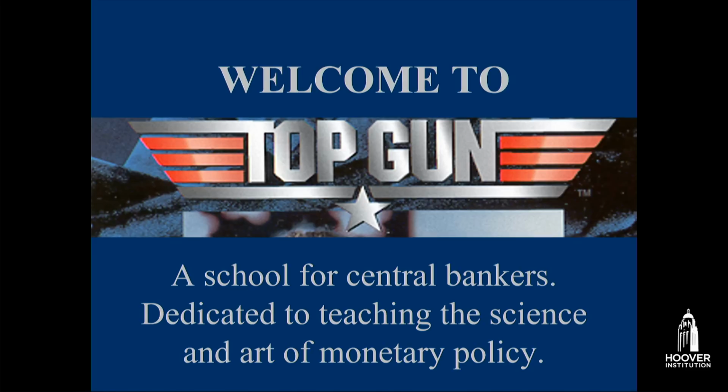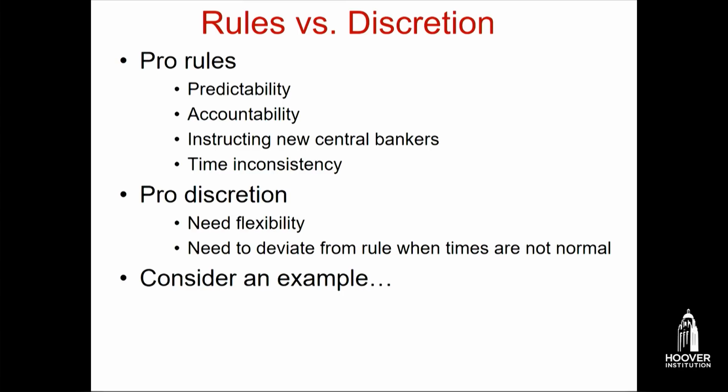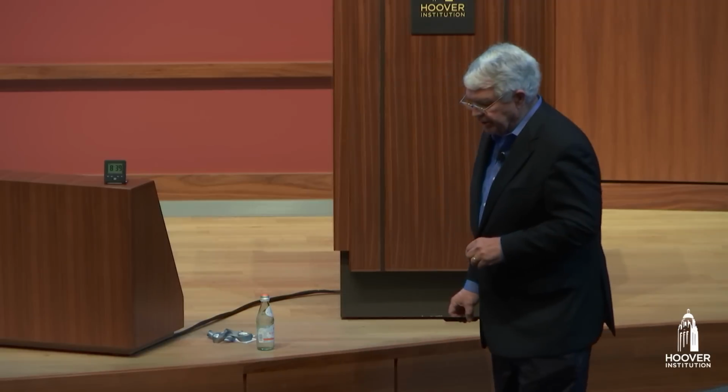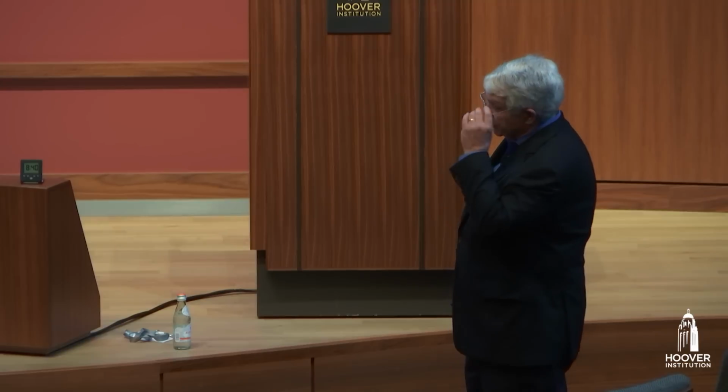I call this Top Gun, School of Central Bankers dedicated to teaching the science and art of monetary policy, because it has gotten a little more difficult. And I want to do this by first discussing a very important aspect of monetary policy, which I'm very interested in, that is how monetary policy should be operated. Should it be operated with this powerful organization having complete discretion to do what it wants, or should it be under some oversight, which exists, of course, to some extent? What degree should there be? And as it does that, how predictable and accountable should it be?